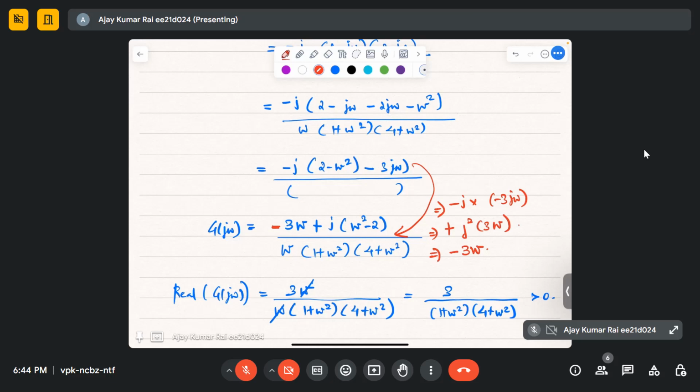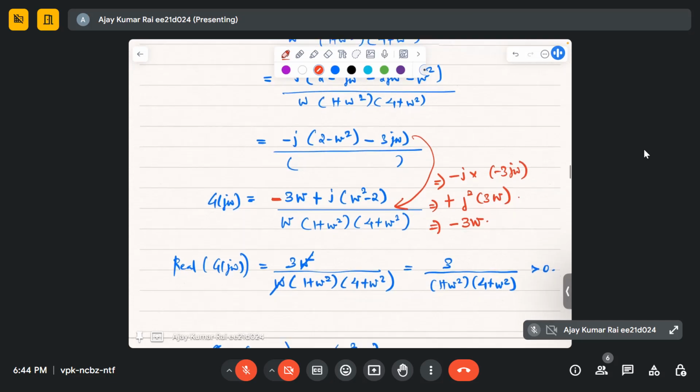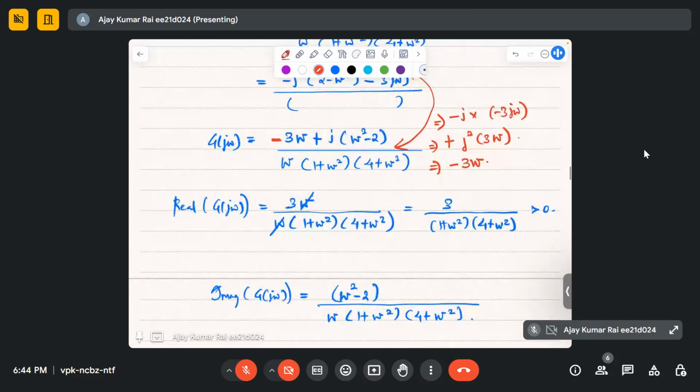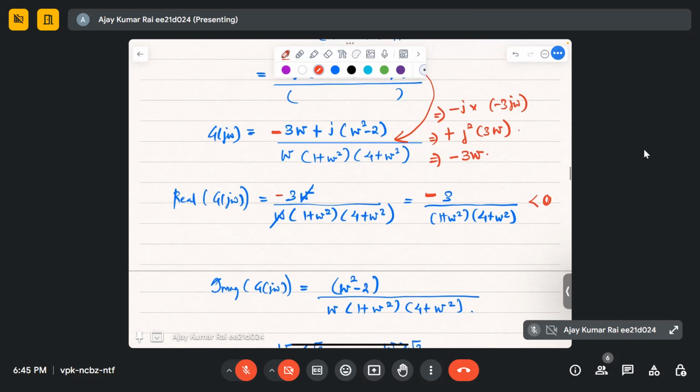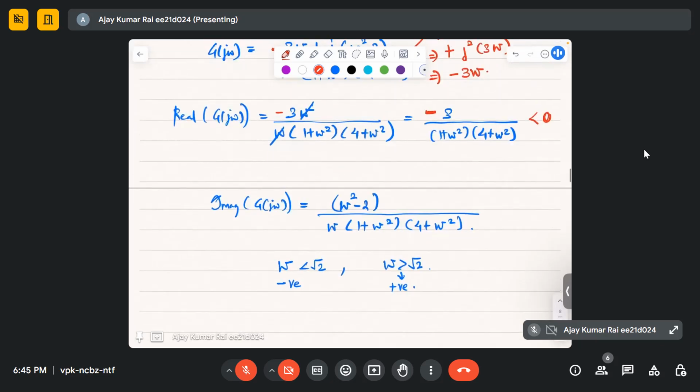Okay, can you verify minus j into minus of 3 j omega. Okay, so minus minus becomes plus, then we have j square into 3 omega, so j square is equal to minus 1. Okay, so minus 3 omega. So that's why this is the value for every value of omega. The real part is always less than 0, and for the imaginary part we have two options, right? For omega less than root 2 it's negative, and omega greater than root 2 it's positive.